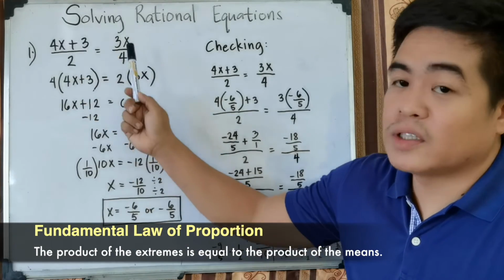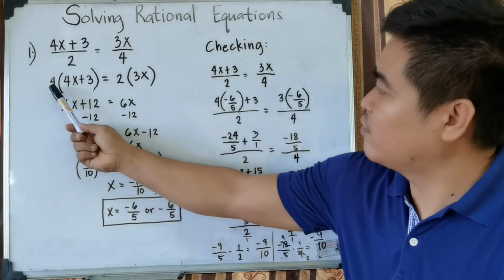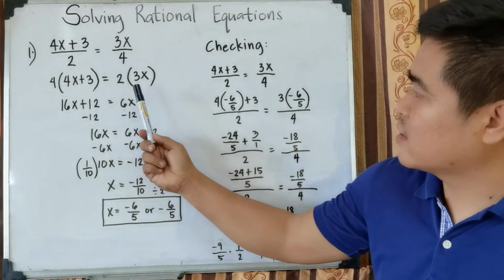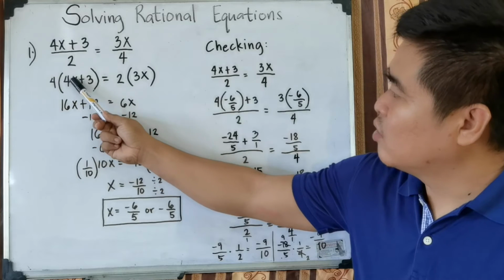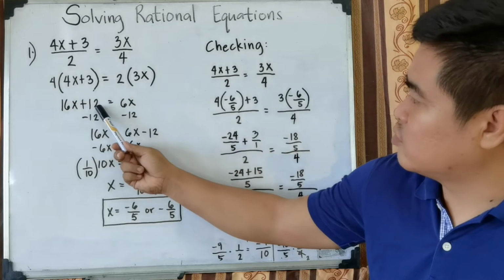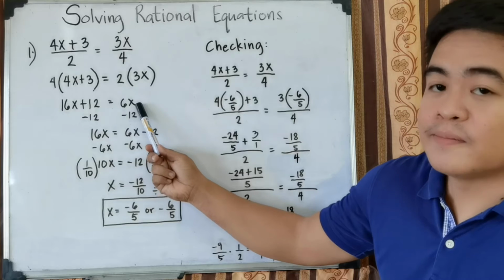So we can do cross multiplication here. You have (4x + 3) times 4, so we're going to have 4 times (4x + 3) is equal to 2 times 3x. Applying the distributive property of multiplication, we distribute: 4 times 4x, you have 16x. 4 times 3, you have 12, equals 2 times 3x, so you have 6x.